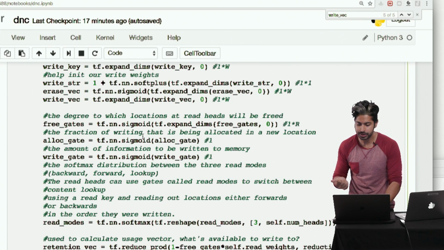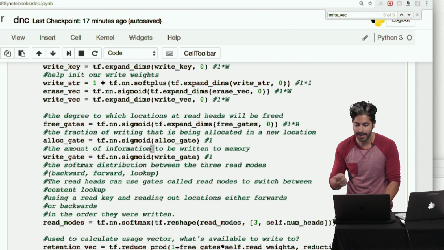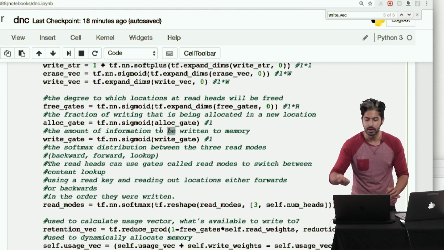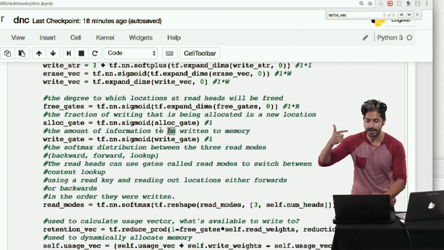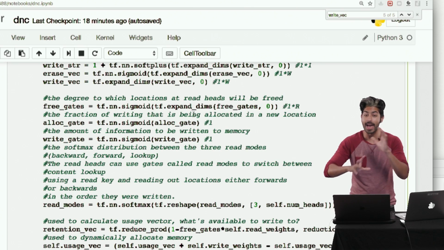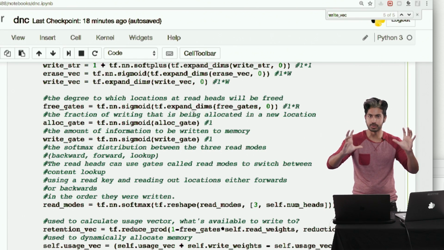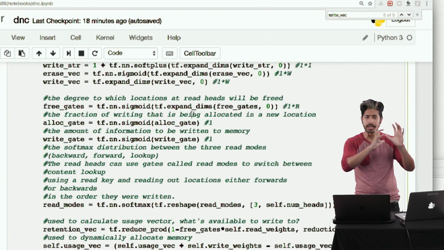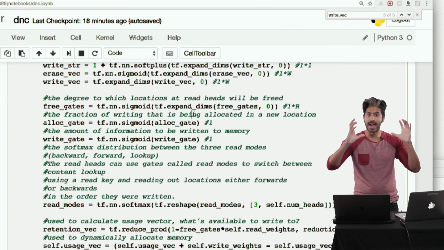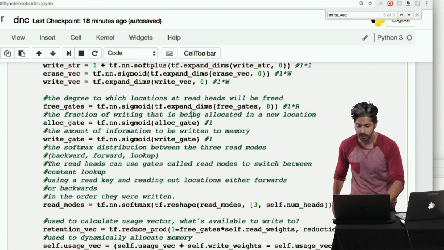Then the alloc gate, which is the fraction of writing that is being allocated in a new location, and then the write gate, the amount of information to be written to memory. So how much do we want to write to memory? We have one gate for reading, one gate for writing, and then one gate for dynamic memory allocation. So at every time step, we are deciding how much memory we want to allocate to some head value, whether it be a read or a write. It's not a static allocation. It's dynamic. It changes at every time step.